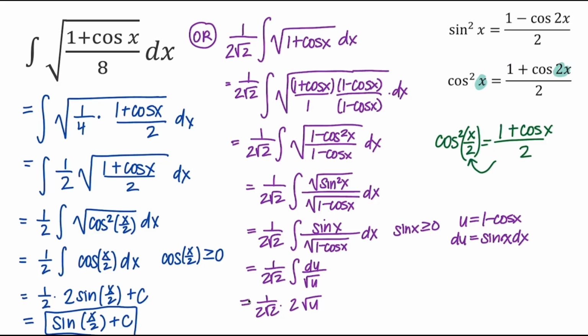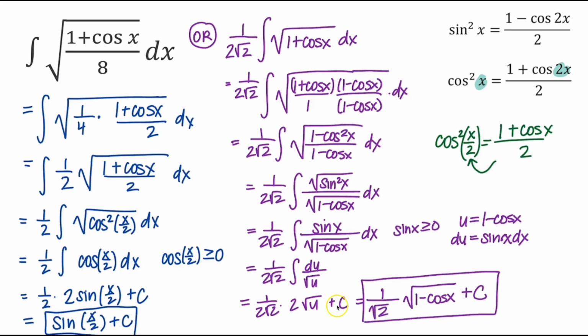So the 2's cancel. Let's put plus c. I'm going to get 1 over rad 2, and then radical u. And u was 1 minus cosine x. So I have the square root of 1 minus cosine x plus c.